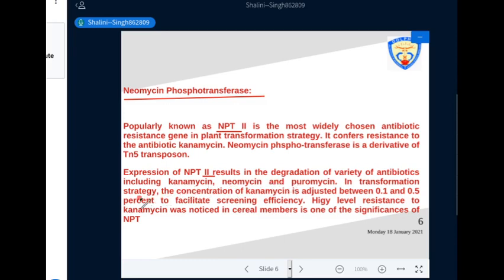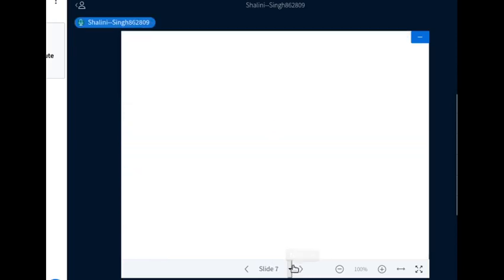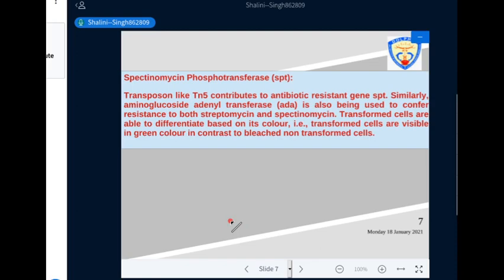In transformation strategy, the concentration of kanamycin is capped between 0.1 to 0.5% to facilitate screening efficiency. High-level resistance to kanamycin was noticed in cereals. It is one of the significant uses of NPT, that is neomycin phosphotransferase.